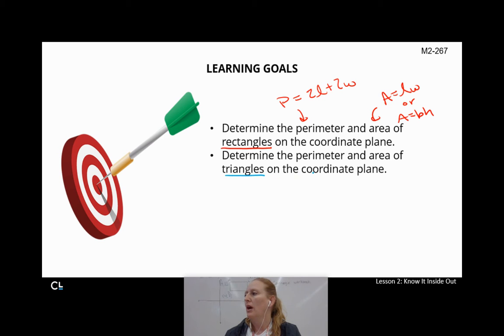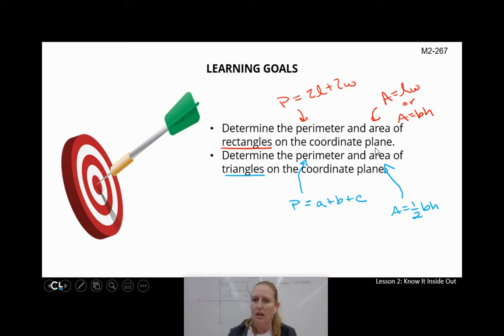So when we're talking about triangles, the perimeter for a triangle, just add up all the sides, A, B, and C. And for the area of a triangle, it was 1/2 of the base times the height. So these are old formulas. I know you already know them, but it's just been a while. It's good to remind ourselves.